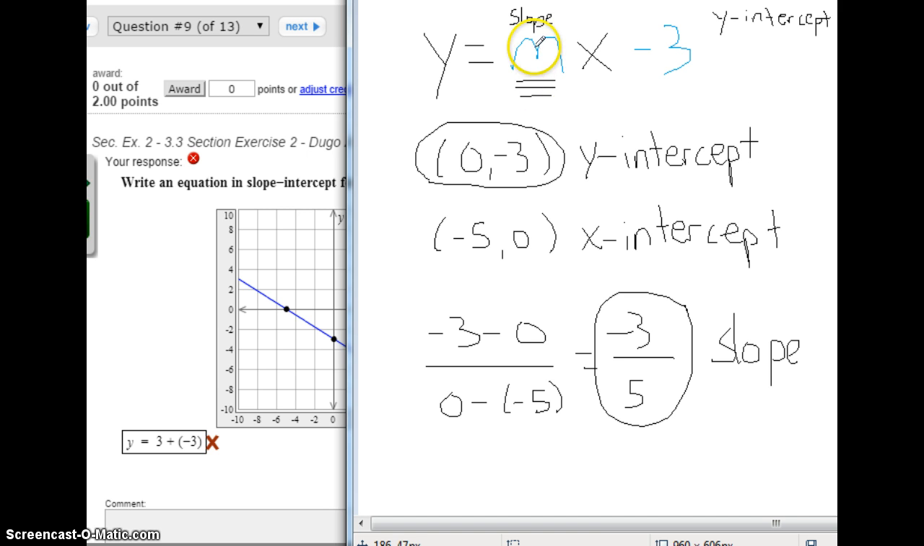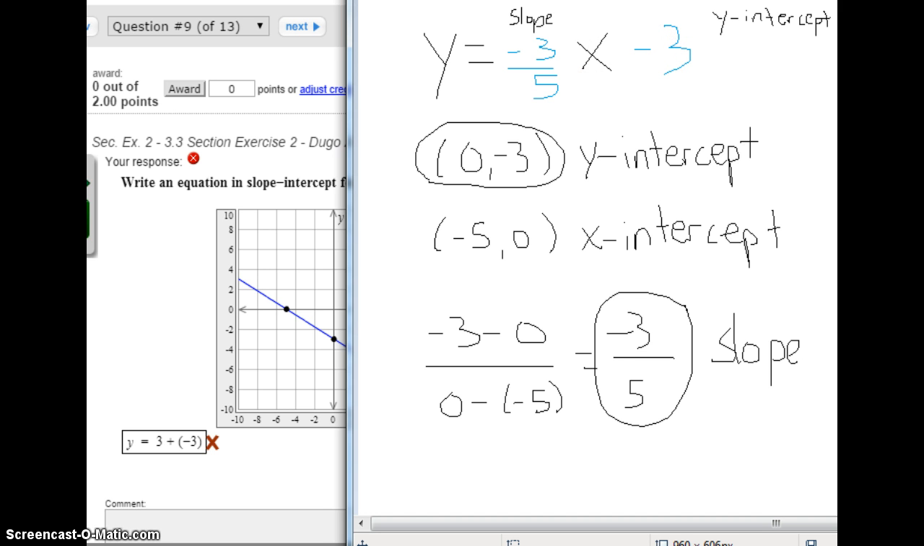So going back to that previous problem, when you have 2 points, you subtract the y values on top. So I took this y value minus that y value, negative 3 minus 0, to get negative 3 on top. Subtract the x values on bottom. We used this y value first, so use this x value first. 0 minus negative 5, and you get a positive 5 on bottom. So negative 3 fifths, and that's what you would put in right here. So that is actually your equation of your line in slope-intercept form: y equals negative 3 fifths x minus 3.